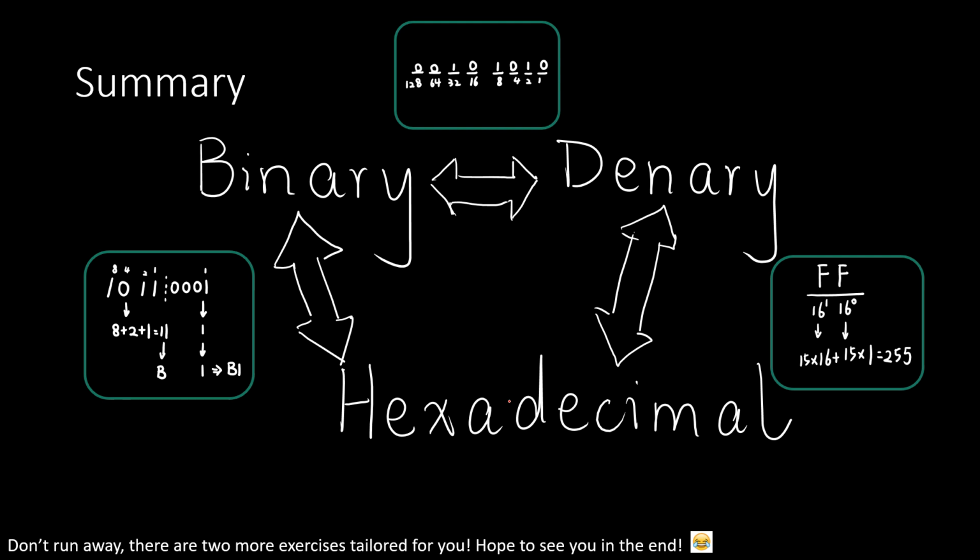So this is the summary of what we have explained in this video. Denary is a human-based system which has a base of 10, and binary is a computer system which has a base of 2. Hexadecimal is to help us display binary numbers so that humans can understand them more easily. Hexadecimal has a base of 16, and we need to know how to convert between these three number systems. These are just brief slides showing how it can be done.